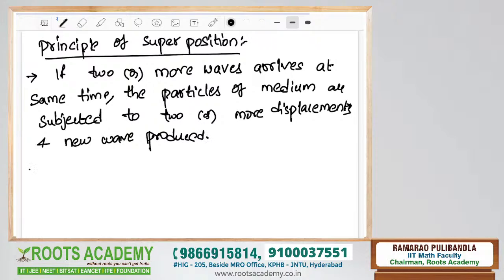And that is generally represented in vector sums as y equals y1 plus y2 plus y3 and so on. That is nothing but the individual sum of the waves that are added together, which is said to be the principle of superposition.